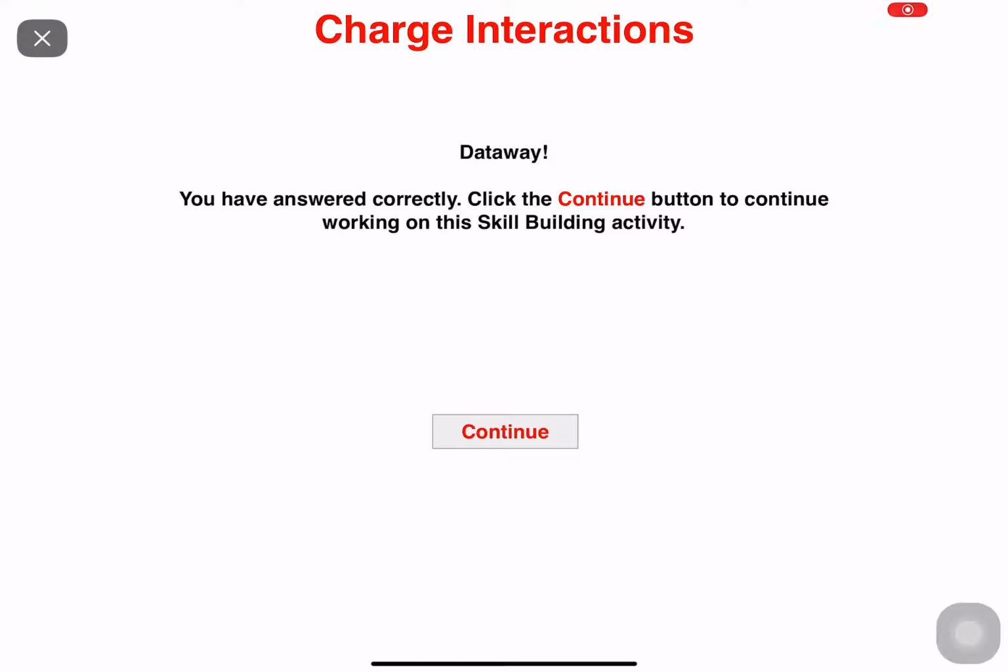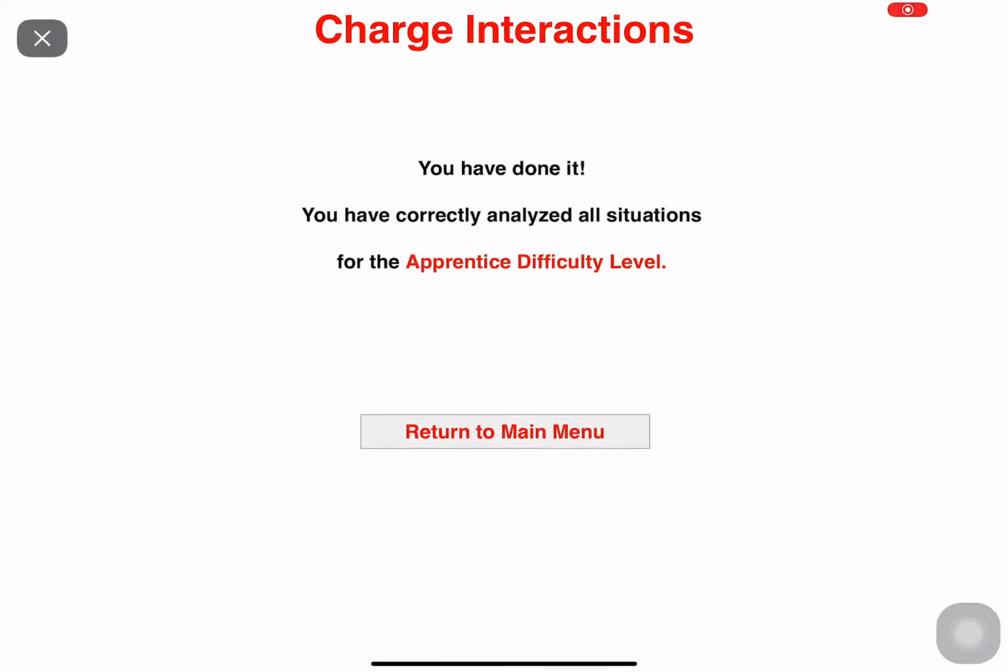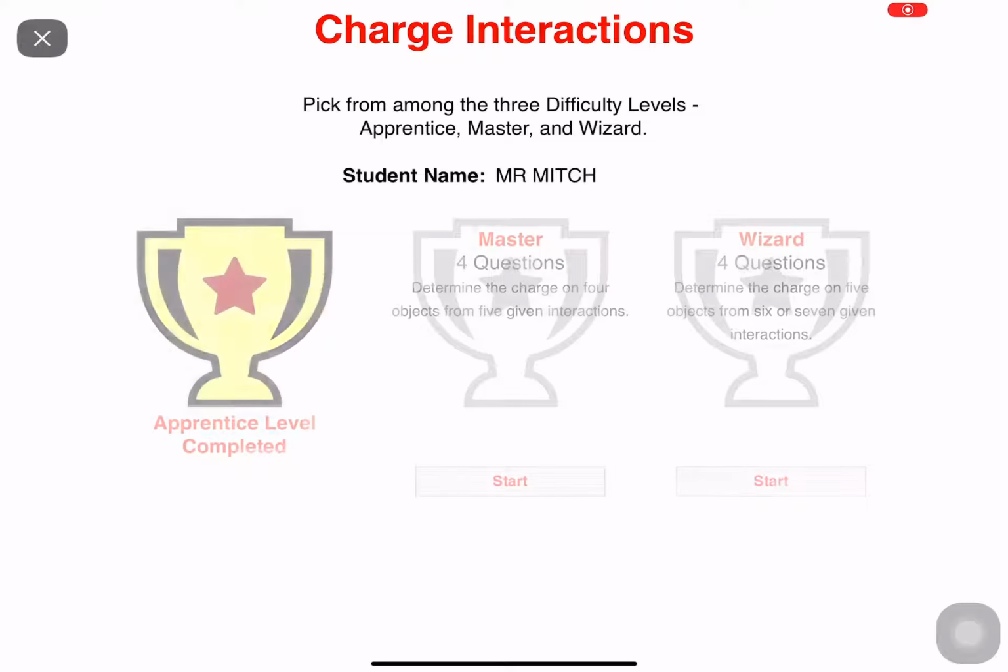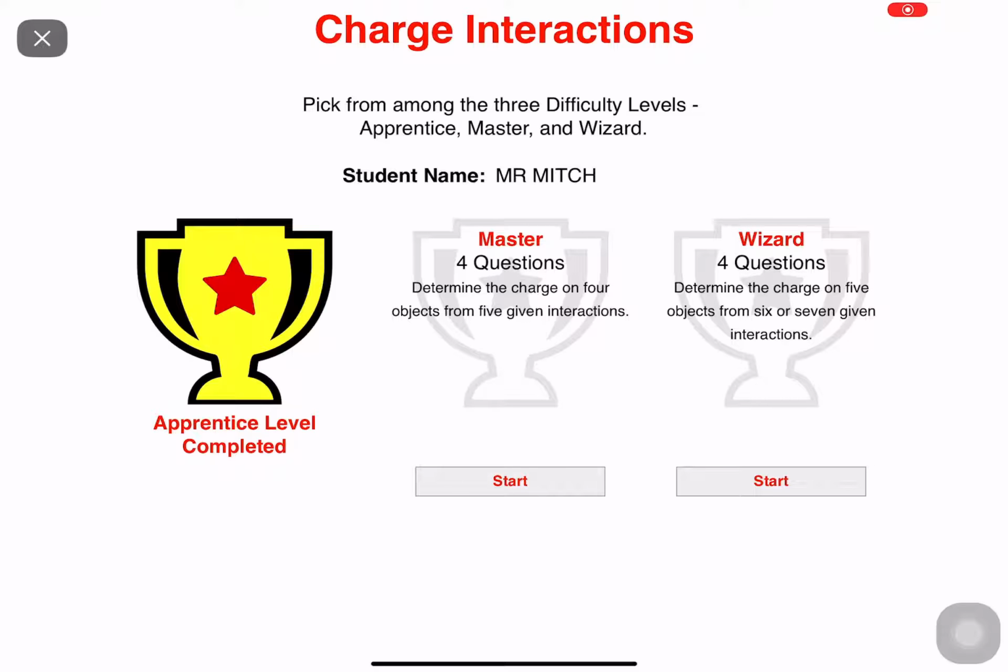All right, now you're going to use this same concept for the next difficulty level. The only thing that really changes is they add more charges. Okay, you got this. Let me know if you have any more questions, all right?